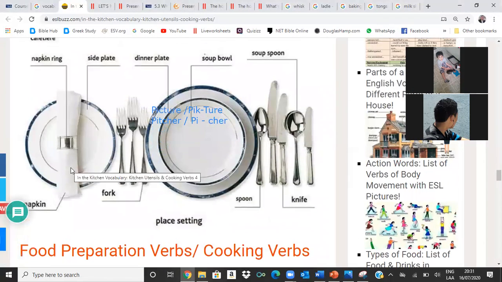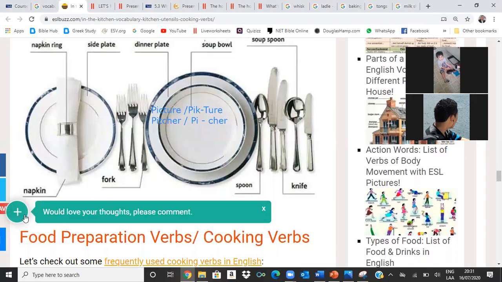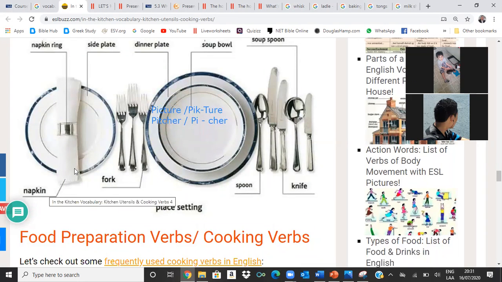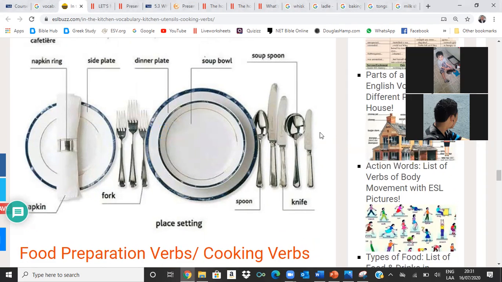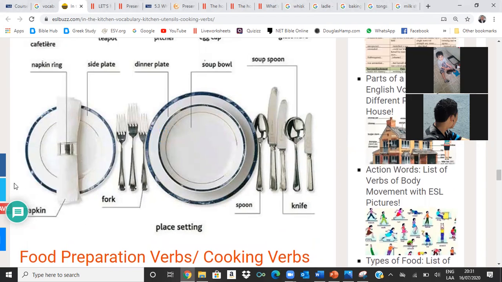In a restaurant? Napkin. Fork. Spoon. And knife. Okay. Very good. So, in a five-star restaurant?